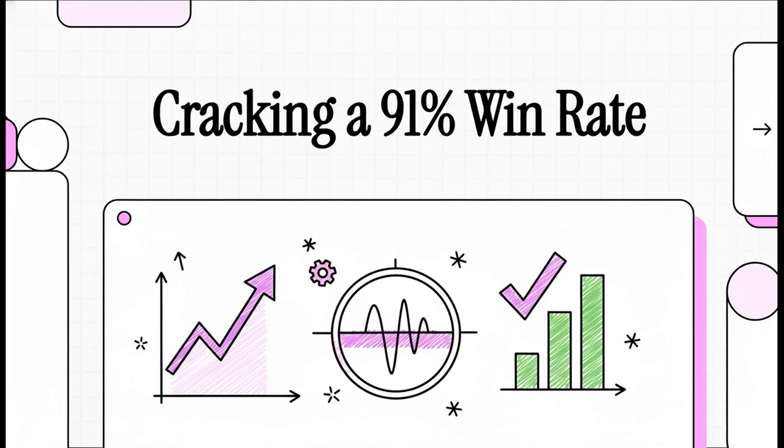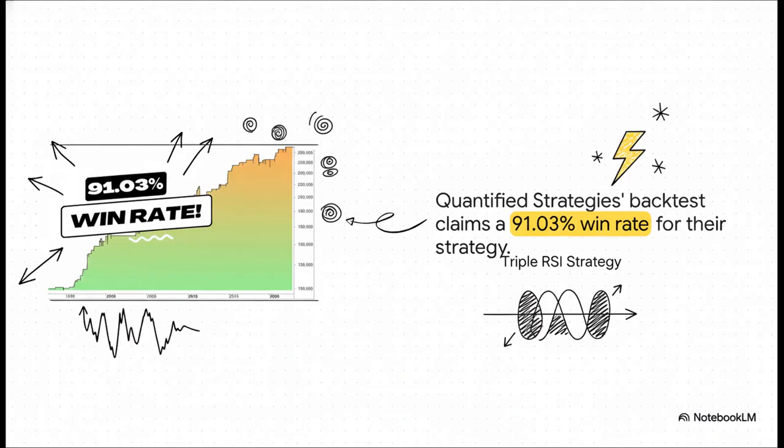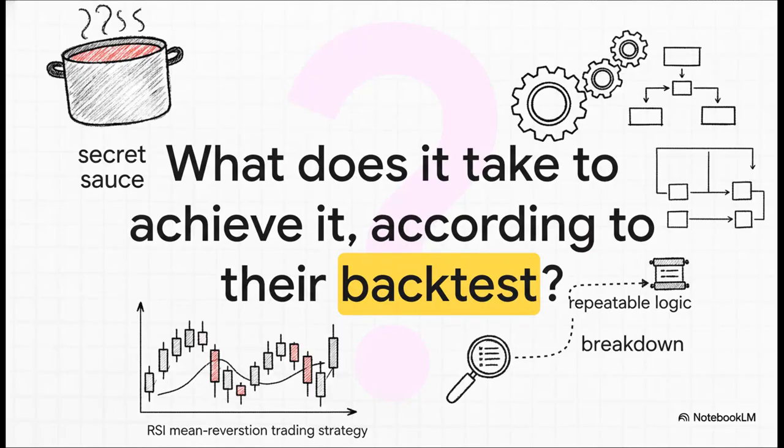Let's get into it. So this is the image that really caught our eye. You can't miss it, right? A back-tested equity curve with a massive 91.03% win rate stamped right on it. It's a bold, bold claim, and it's all based on a specific set of rules they call the Triple RSI strategy. Okay, so what is the secret sauce here? Is this just some flashy number, or is there a real, repeatable logic that we can actually learn from? That's exactly what we're going to unpack.